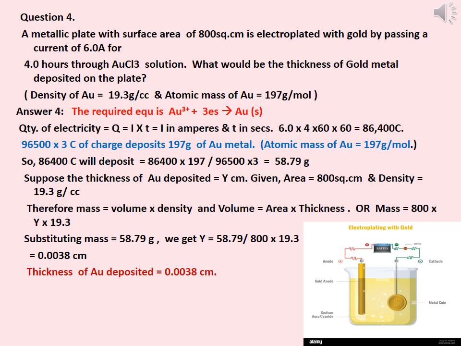Therefore y is equal to 58.79 divided by 800 into 19.3, that is equal to 0.0038 centimeter. That is the thickness of gold metal which gets deposited on the metallic plate.